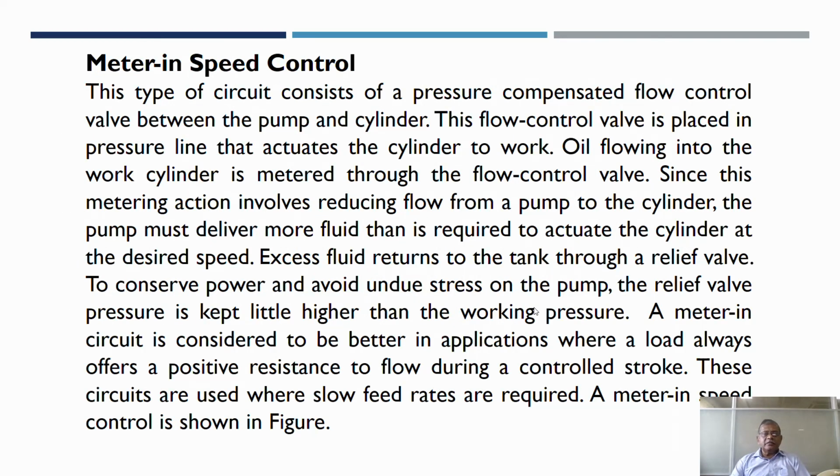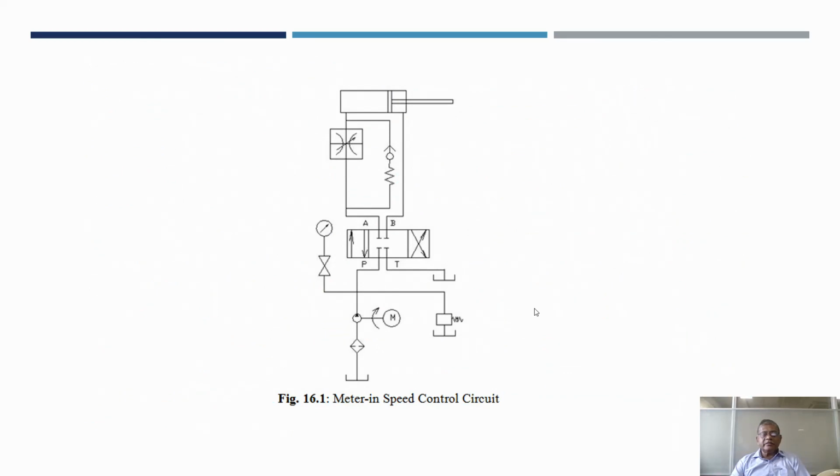In the meter in circuit, let us see the circuit. Here you have a reservoir, filter, and pump operated with the help of this motor. Then you have a pressure relief valve. Then you have a direction control valve. Here you have a flow control valve. It allows the oil to flow in a controlled manner based on the requirement.